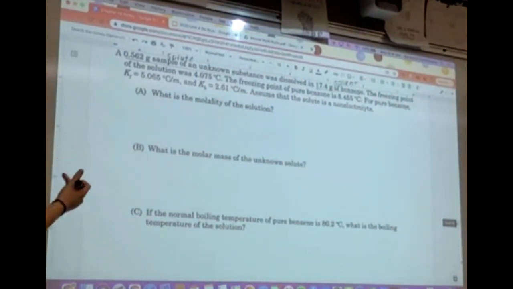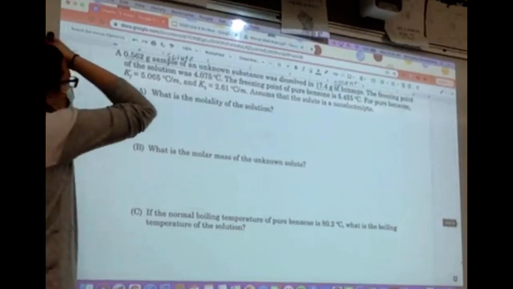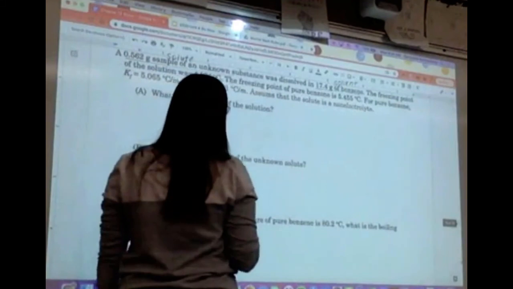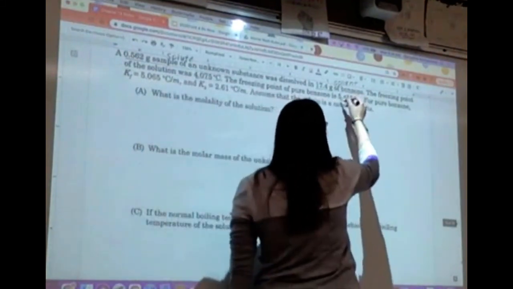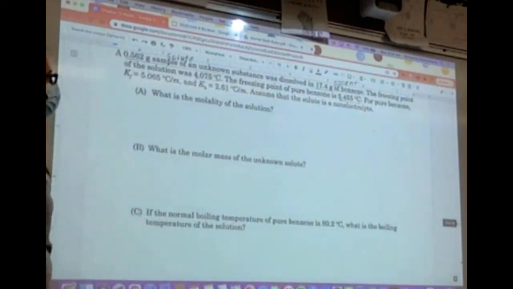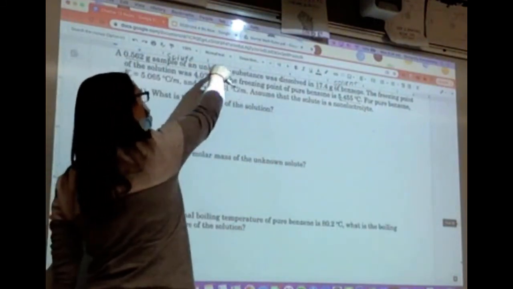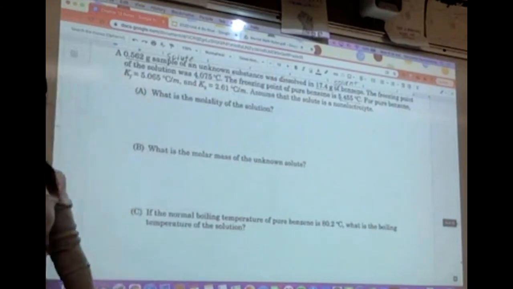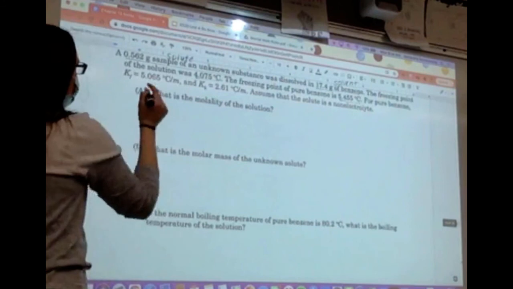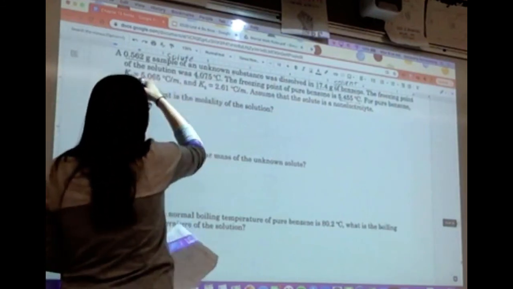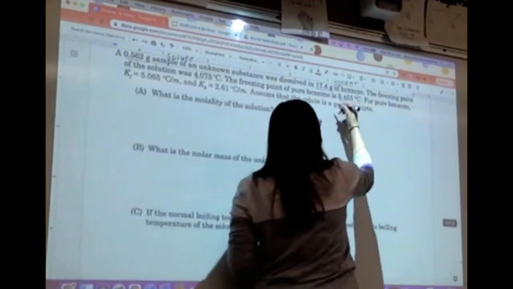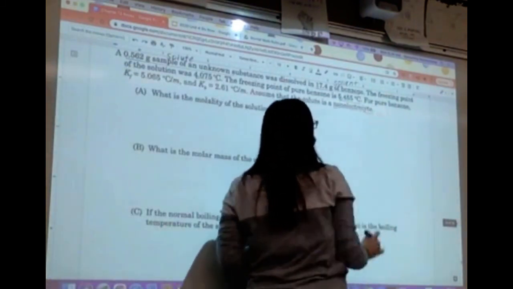The freezing point of the solution was 4.075 degrees Celsius. The freezing point of pure benzene is 5.455 degrees Celsius. So notice how the solution has a lower freezing point than the pure solvent. That's because we added a solute. And then for pure benzene, they give us two constants: the freezing point constant and the boiling point constant. And it says assume that the solute is a non-electrolyte.